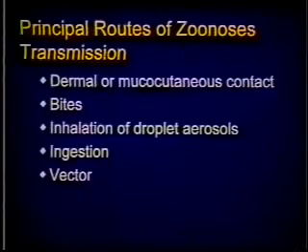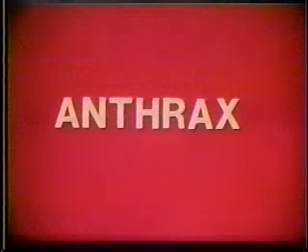This transmission may take place in a variety of different ways. Most of these transmissions are by direct contact, but we may also have indirect, such as with bites, for example in the case of rabies, the inhalation of the aerosol of the agents, the ingestion, such as with food hygiene, and then with vectors, the animate invertebrates such as ticks or mosquitoes that play a role in the life cycle of many zoonotic diseases.